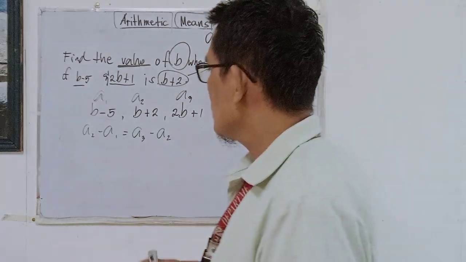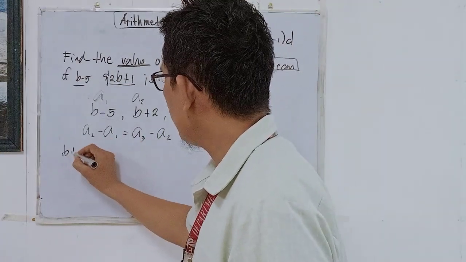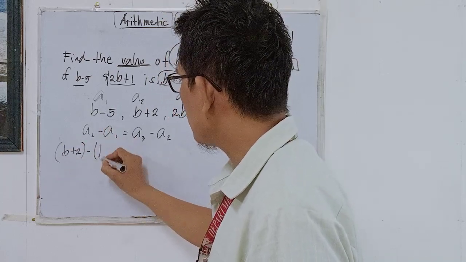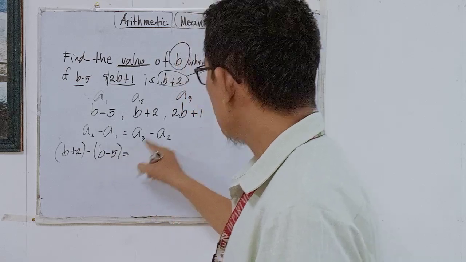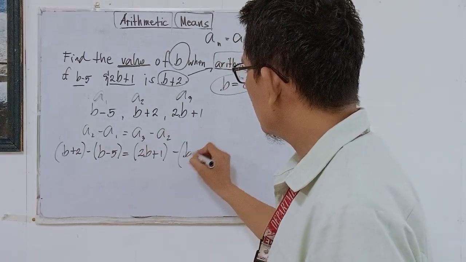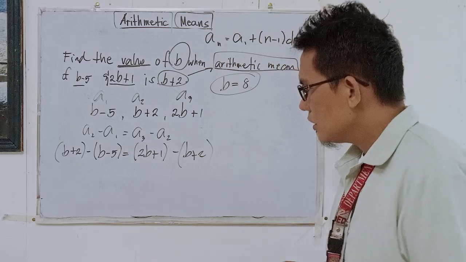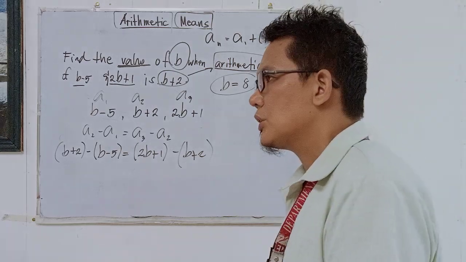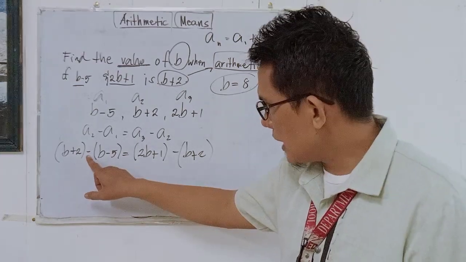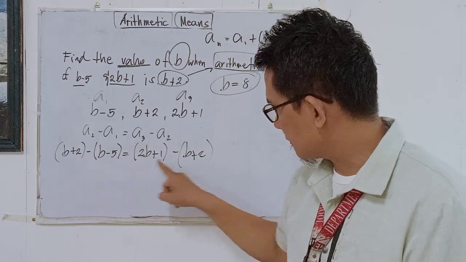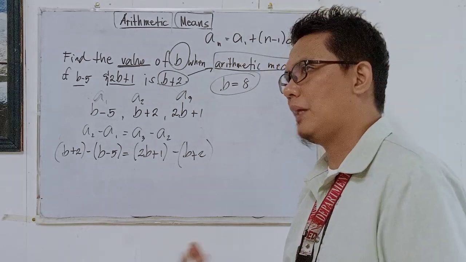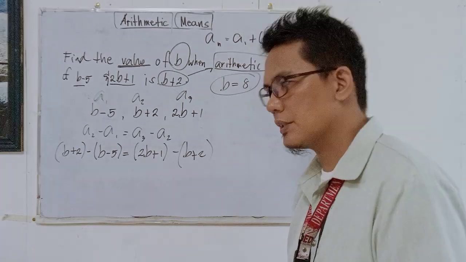So our a sub 2 is b plus 2, and close that with parenthesis since there is subtraction, minus a sub 1, b minus 5. A sub 3 is 2b plus 1 minus our a sub 2, which is b plus 2. So do not forget your grade 8 lesson when it comes to simplification of algebraic expression. Once there is negative sign outside the parentheses, we're going to multiply our negative sign on each of the terms. And that becomes negation or the changing of signs.